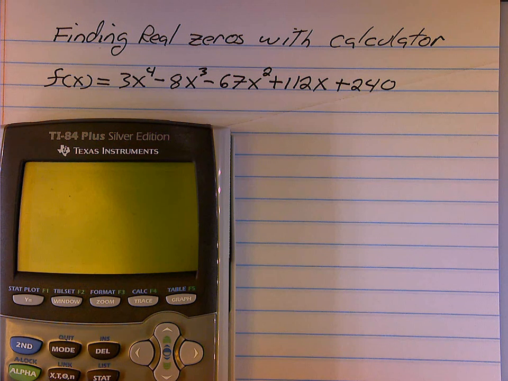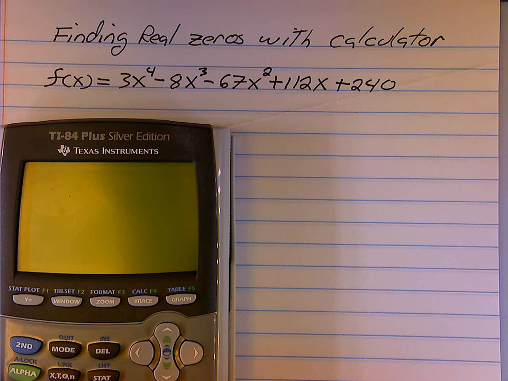Okay, what I'm going to show you is how to find real zeros with the calculator. Now, for some polynomials it's going to be easier than other polynomials. The most important thing is we recognize what we're dealing with to begin. This is a fourth degree polynomial.